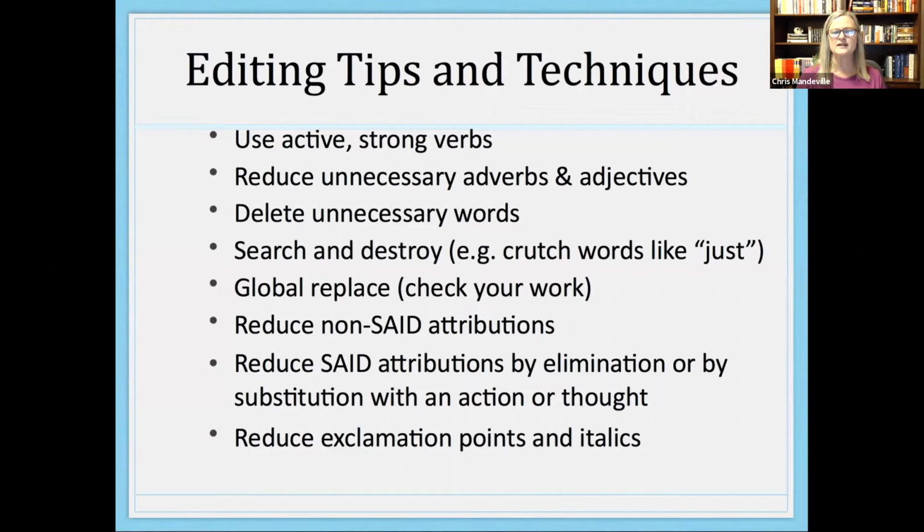For example, if you said she sat down, well, where else is she going to sit but down? You could just say she sat. You don't need the word down. Same with she nodded her head. What else is she going to nod? Just she nodded.